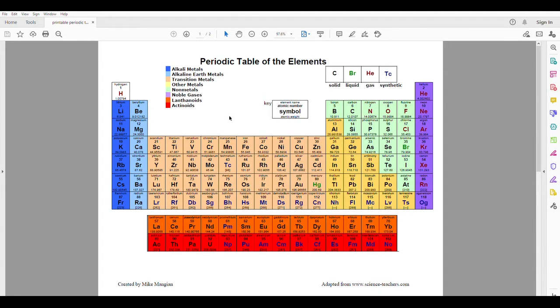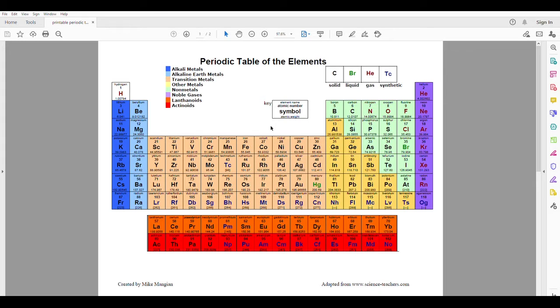Okay, so first things first, each one of these squares on the periodic table is an element. This is the smallest possible thing of something, so that makes it an element. And right now we have 118 of them, so there's 118 elements. And scientists are pretty sure this is going to be the amount that we have for a while now.